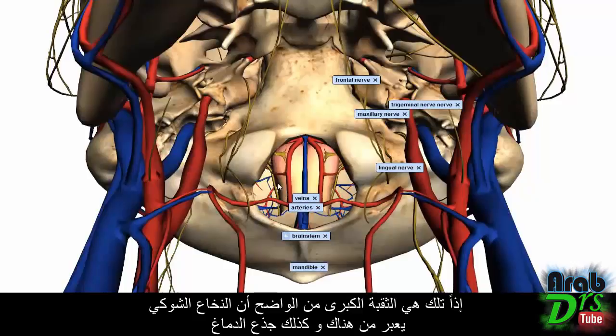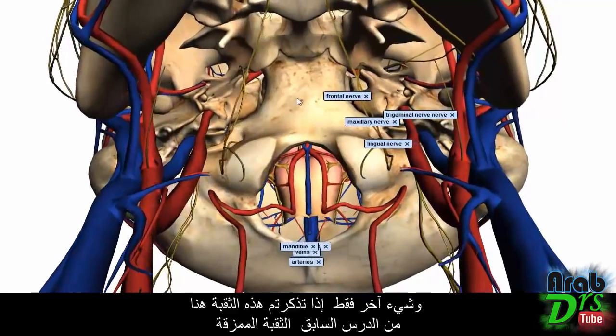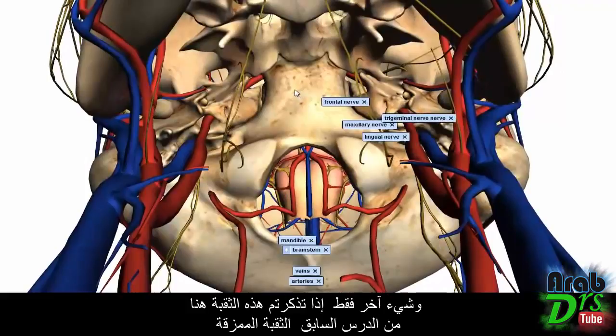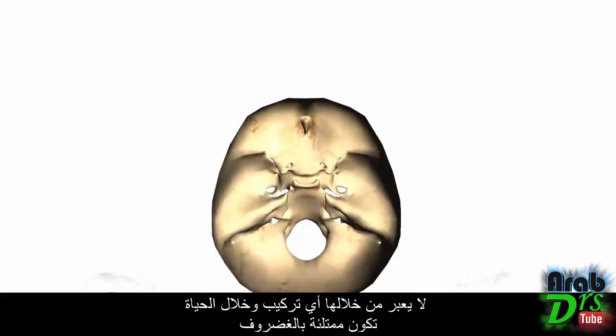So that's the Foramen Magnum, through which the spinal cord passes, and the brainstem, the vertebral arteries and the spinal roots of the accessory nerve. And just one more thing, if you remember this foramen here from the previous tutorial, the Foramen Lacerum, no structures pass through this, and in life it's filled with cartilage.